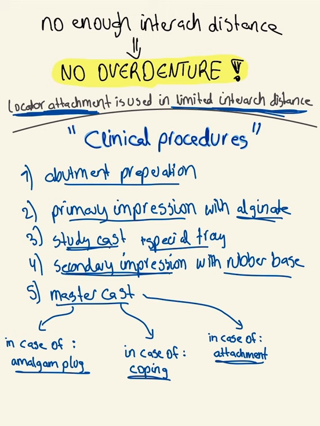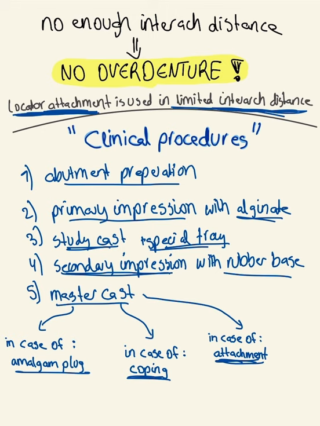And in case of attachment, you do the study cast and special tray. And then in case of attachment, you cement the attachment on the tooth. So you can see it on the fitting surface. And after you cement it, then you do the secondary impression. So here in case of attachment and coping, you put the material on it. Then you do the secondary impression. Then the bite, try-in, and delivery. And then you can cement the attachment part in the denture, of course.